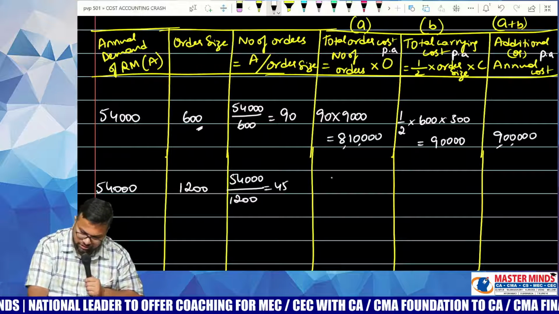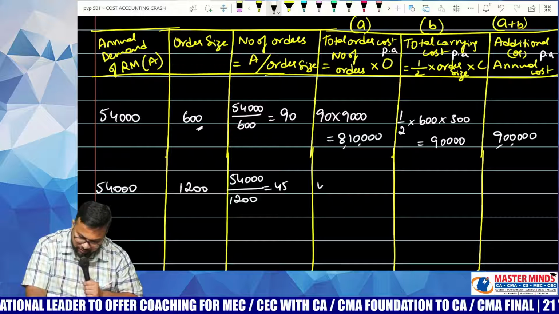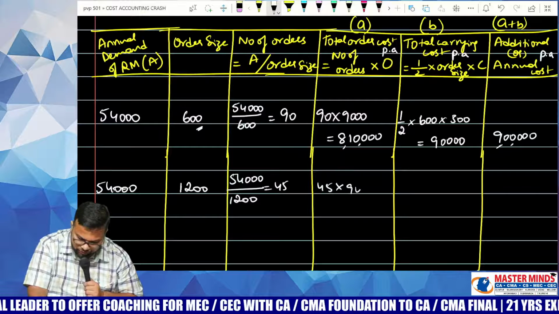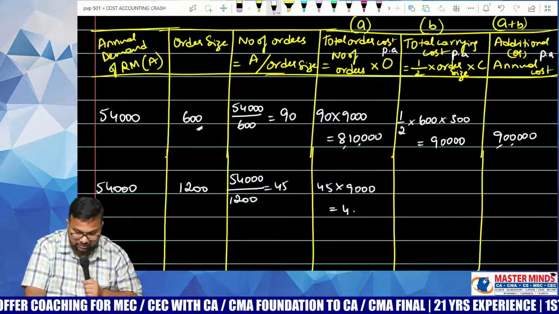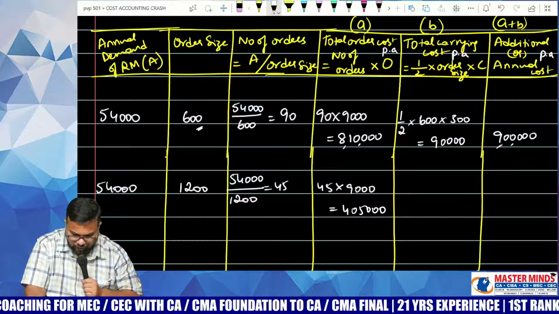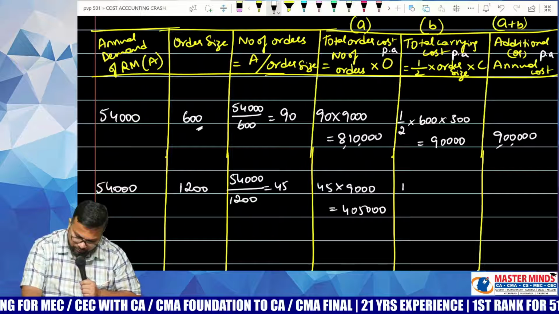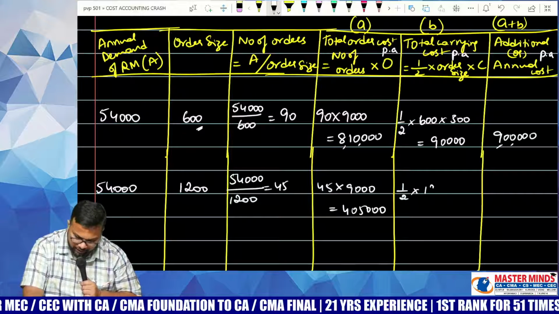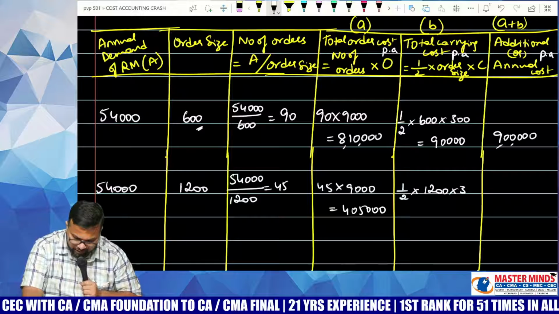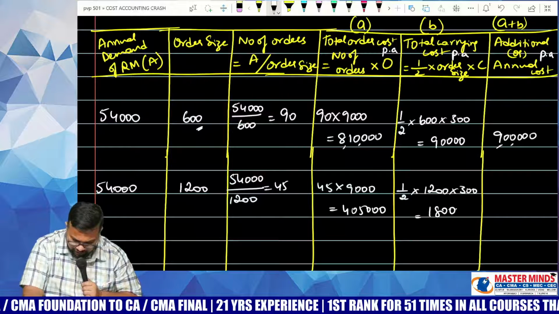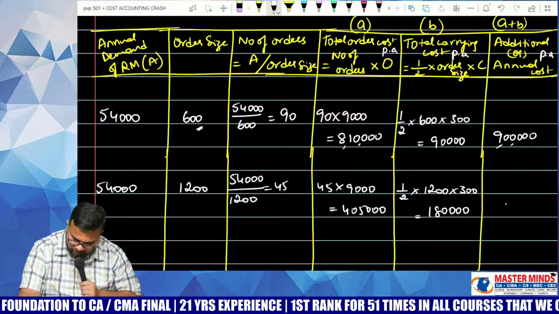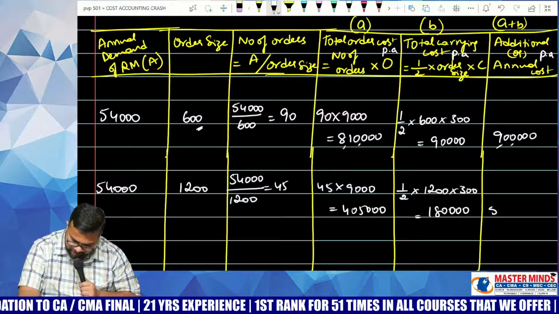45 orders. So total ordering cost per annum will be 45 orders into 9,000. How much is it? 4 lakh 5,000. Okay. And here it will be half into 1200 into 300. How much is it? 1 lakh 80,000. So total will be 5 lakhs 85,000.